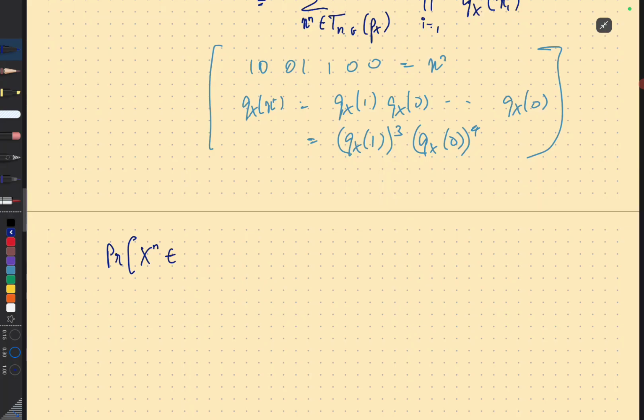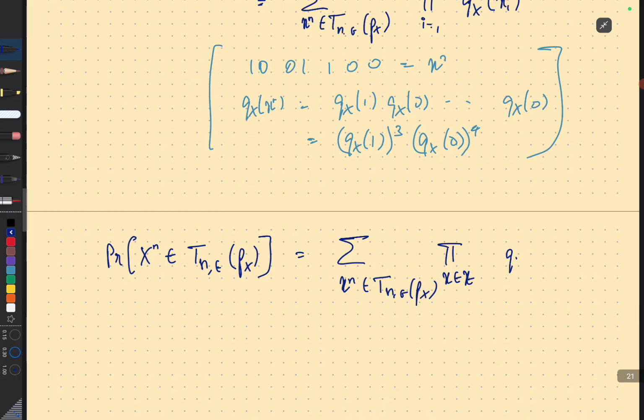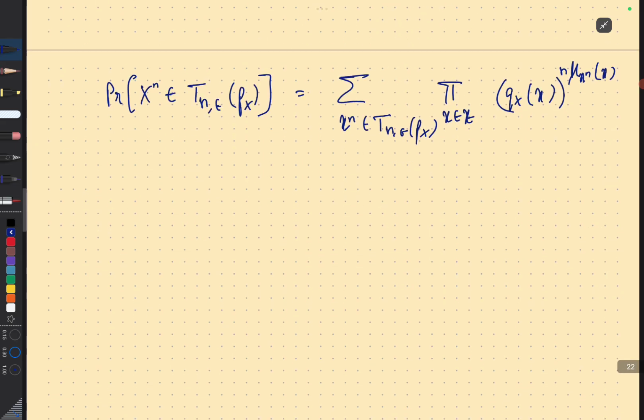So the probability that xn lies in Tn epsilon of Px is equal to the sum over all xn in Tn epsilon of Px of the product over all possible symbols in the alphabet of the probability of occurrence of that particular symbol raised to the number of times that symbol occurs in the sequence x1 through xn, which is n times mu xn of x. Is this fair? Great.